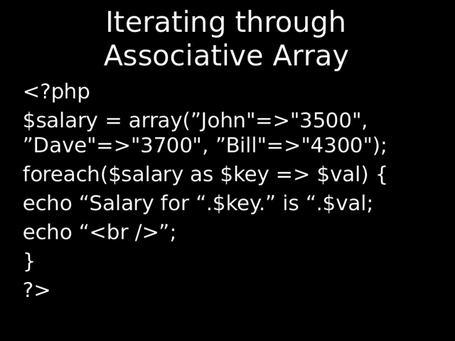foreach ($salary as $key => $val), echo "Salary for $key is $val". So this would print: salary for John is 3500, salary for Dave is 3700, salary for Bill is 4300. The point here is to understand that $key would contain the key or index name of the array, and the value, $val, would contain the value of the index stored in that array.